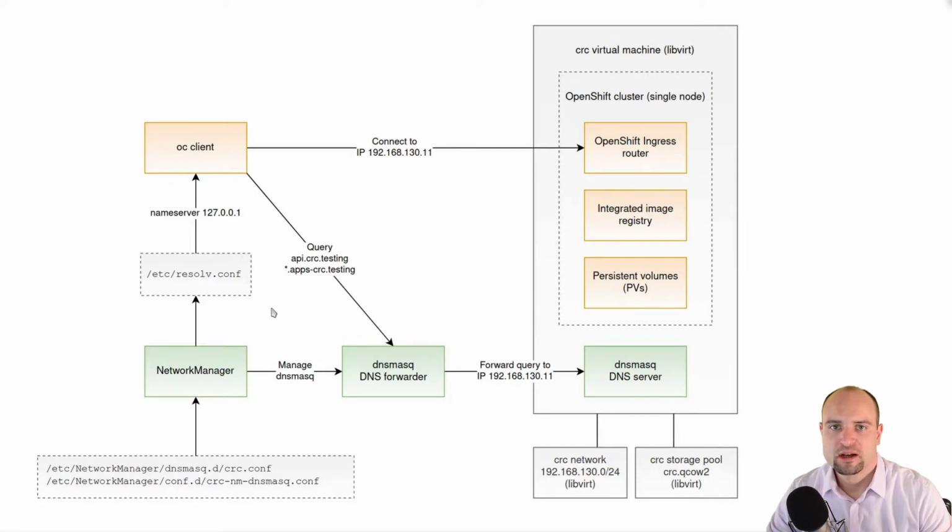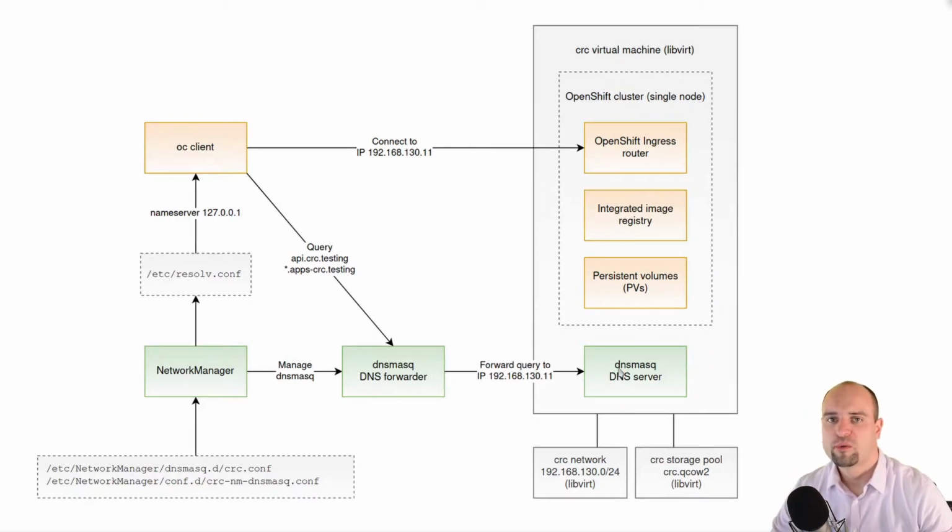CodeReady Containers is going to configure NetworkManager to create a DNS forwarder. NetworkManager will also change /etc/resolv.conf on the machine to use this forwarder as the default DNS server on that Linux box. That means that from now on, all DNS queries will be sent to the DNS forwarder. The DNS server running inside of the CodeReady Containers virtual machine is used by the Linux host, as we've just described, but also it is used by the virtual machine itself for resolving the OpenShift related endpoints.